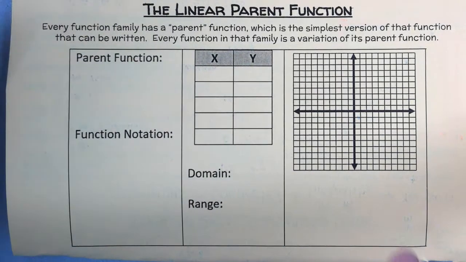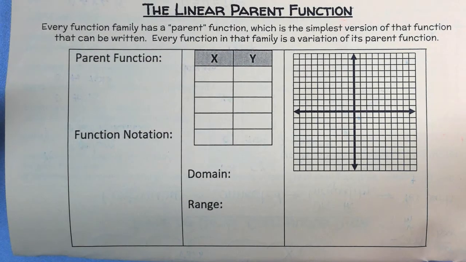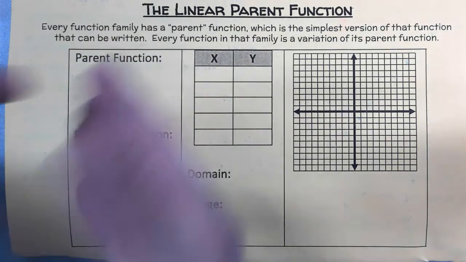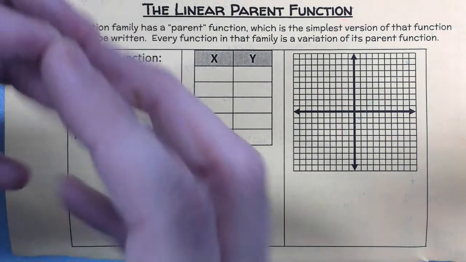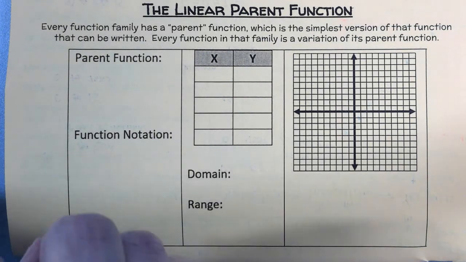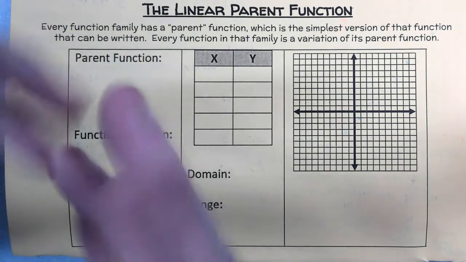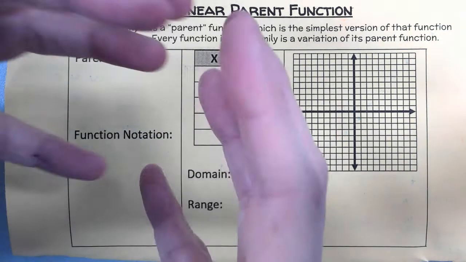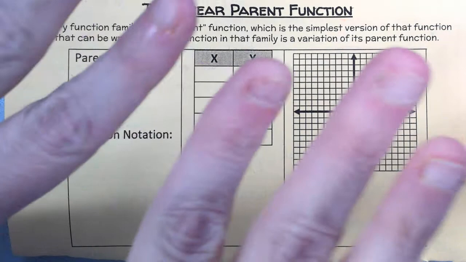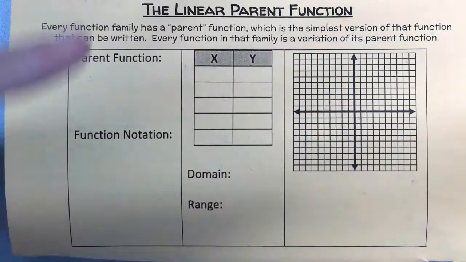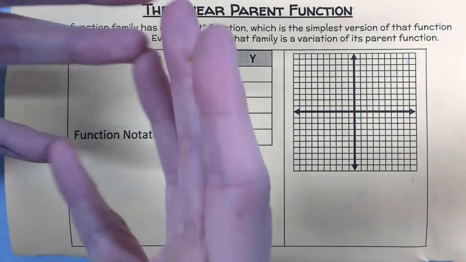When I think about the linear parent function, have any of y'all ever made ice cream? Yes. Okay, so you know when you make ice cream, you make a base first? It's milk and cream and sugar and salt, right? And that's the base. And it's basic. I mean, it's basic. Okay? It doesn't have a ton of flavor, but it's ice cream.